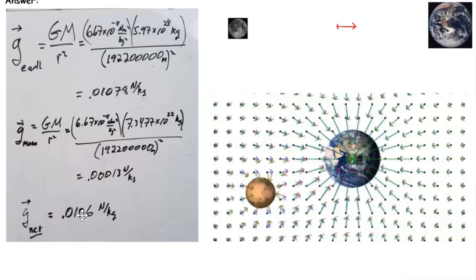So that's gravity field due to two objects that happen to be in a line, and hopefully that helps you understand the concept of gravity fields.